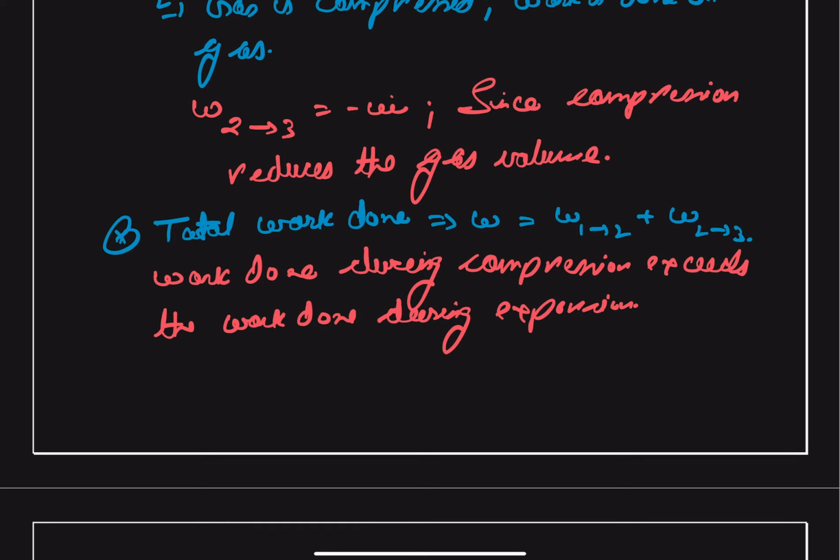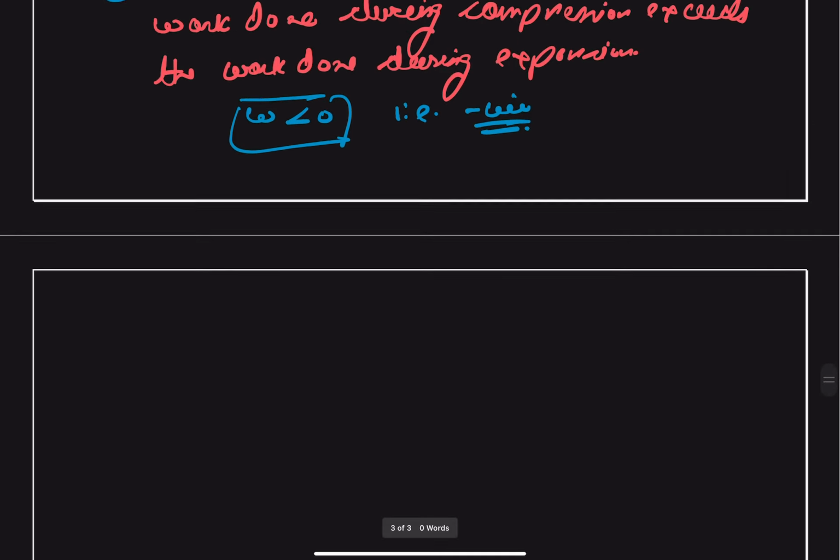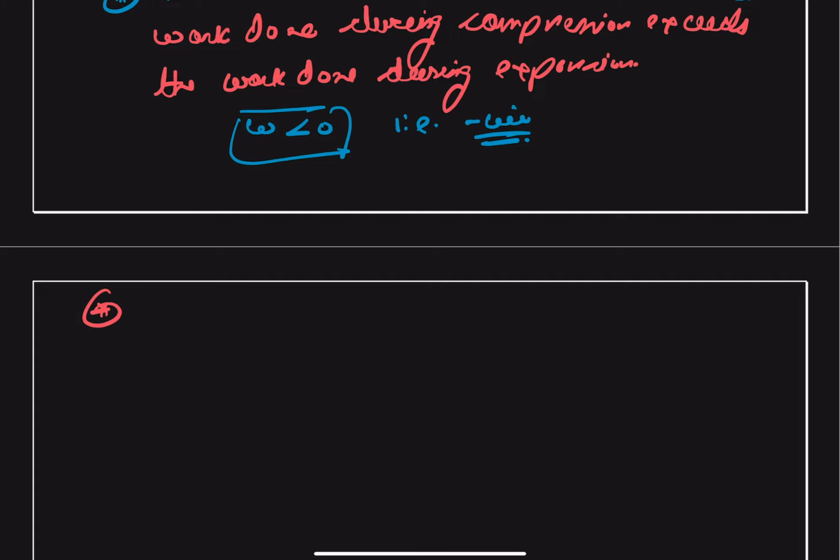Therefore, the total work done, W, will be less than 0, which will be negative. Now we are going to make a comparison between pressure P1 and P3. Pressure comparison: P1 versus P3.